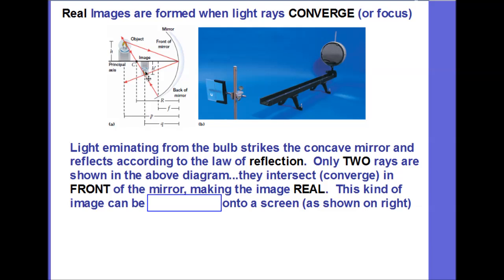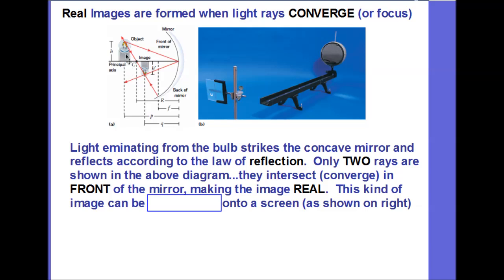In this case here, that convergence is on the same side as the object. And it looks like it's creating an image that is upside down or inverted. And in this case, it actually looks like it's reduced in size. If you recall that the virtual images of a plane mirror were on the other side of the mirror back here, these real images are on the same side as the object is.